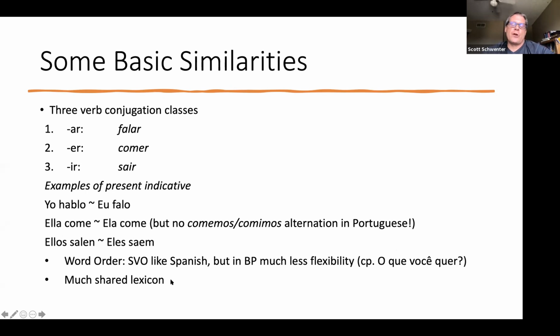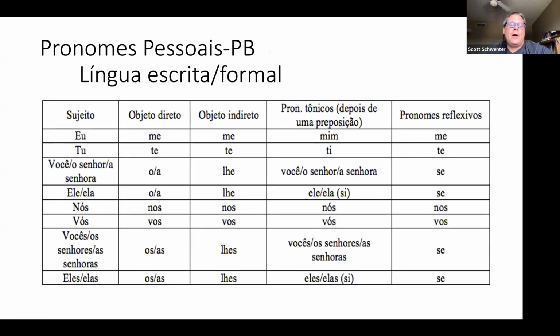And then there's much shared lexicon between the two languages with some minor differences between them, but a lot of cognates. There are some false cognates too, but I'd say most of them are true cognates. So we'll start out looking at, so these are the personal pronouns from written language. I put most of the titles in Portuguese because I think they're transparent enough for you to know if you're a Spanish speaker, reader, to know what they say, right?